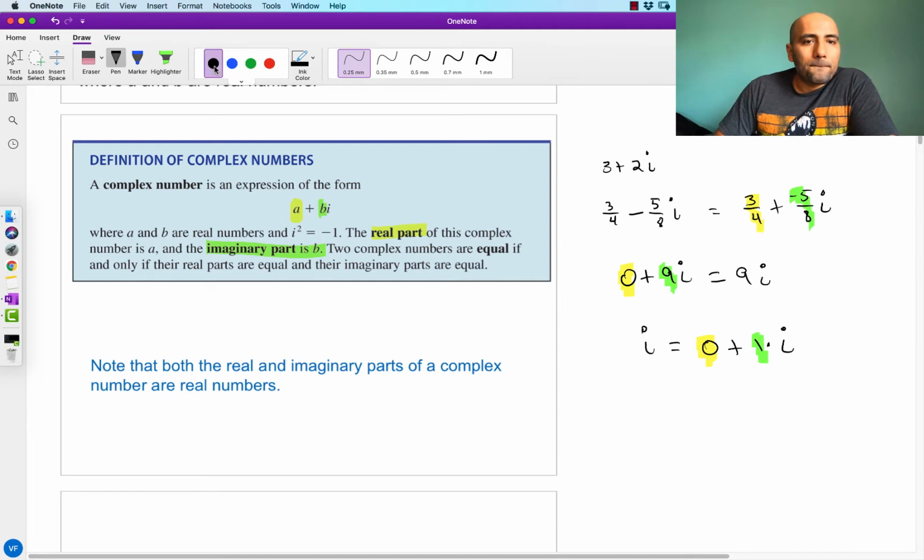Likewise, if we just see a whole number like this, 5, it is a complex number. The number 5 is the same thing as 5 plus 0i.